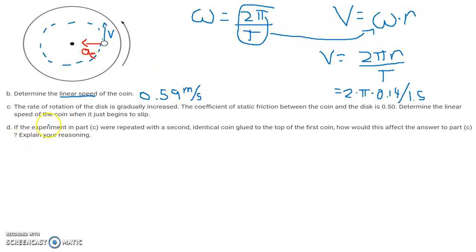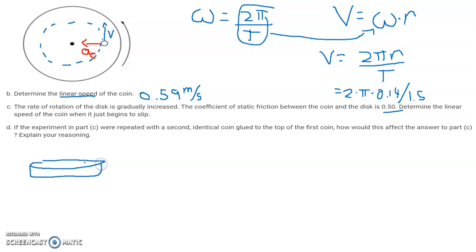The rate of the rotation of the disk is gradually increased. The coefficient of static friction between the coin and the disk is 0.5. Determine the speed of the coin when it just begins to slip. So earlier it says it was spinning at a constant speed, but now we're saying, okay, let's spin it faster and faster and faster.